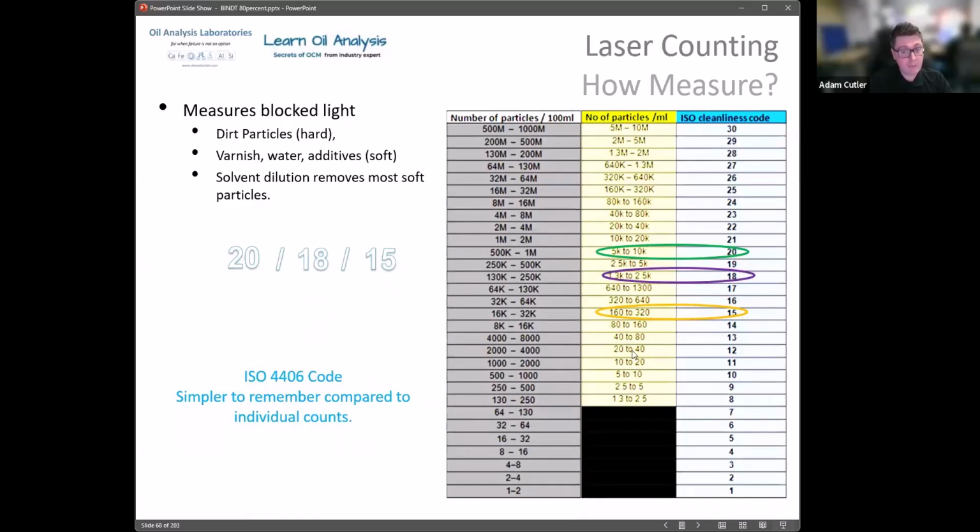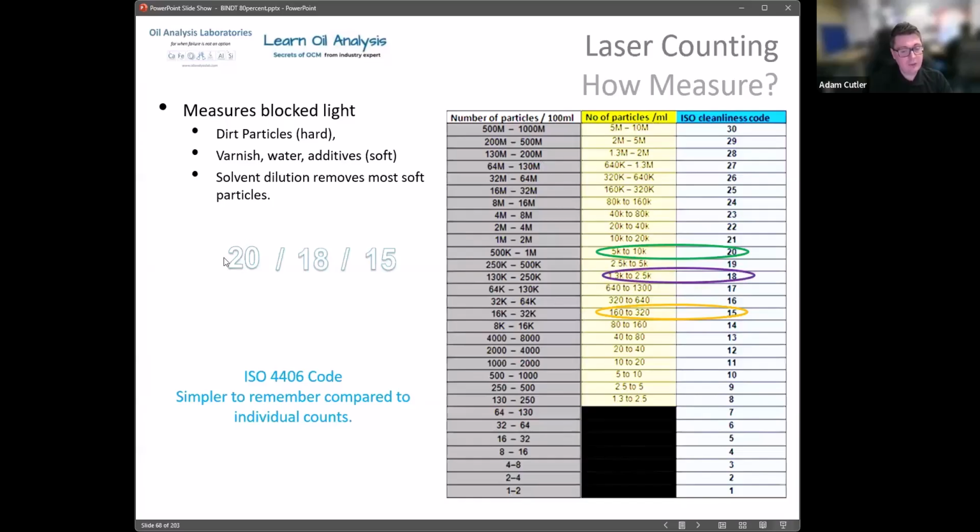We normally quote it per mil, but the easiest way to describe it is per 100 mil, which, if you're working in an oil lab, is generally a 100 mil oil sample bottle. So if you think per bottle, if you've got 1 to 2 particles, we give it a code of 1. If we've got 2 to 4, we give it a code of 2. 4 to 8, a code of 3. 8 to 16, 4, etc. So each time we're doubling the amount of particles, we increase one code.